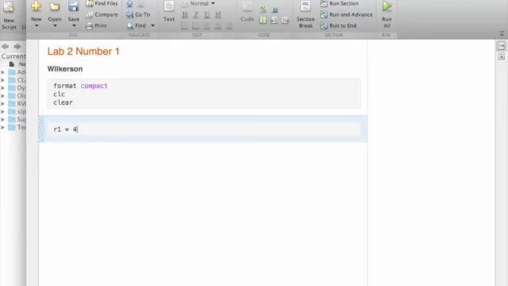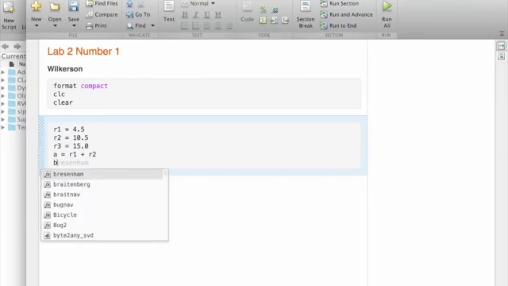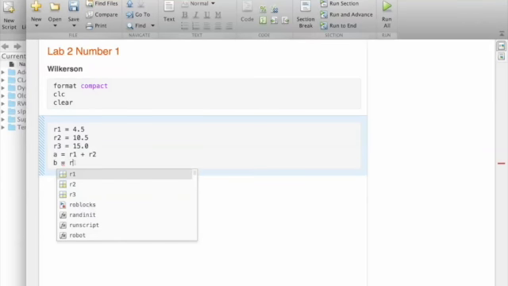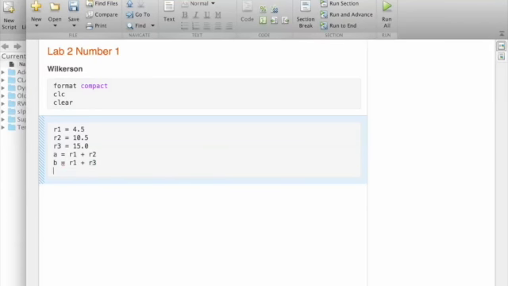R1 equals 4.5. R2 equals 10.5. R3 equals 15.0. A equals R1 plus R2. B equals R1 plus R3. And C equals R2 plus R3. Let me make sure I didn't make any mistakes. That looks all right. And now I'm going to put in my last expression for alpha.